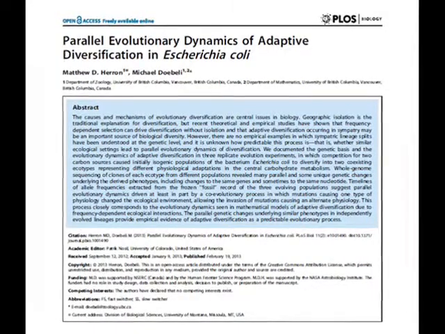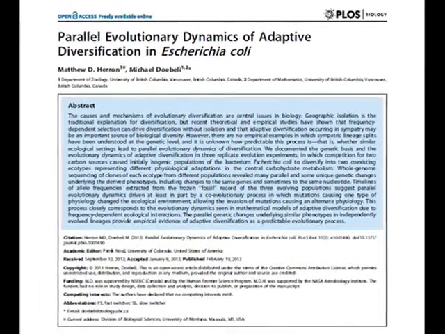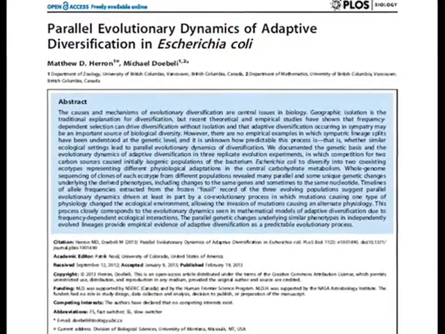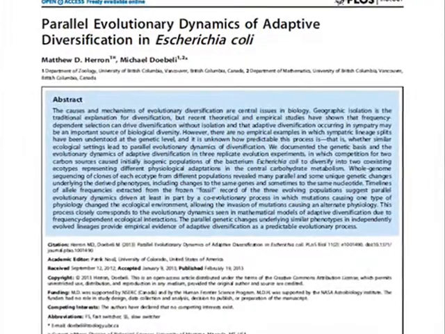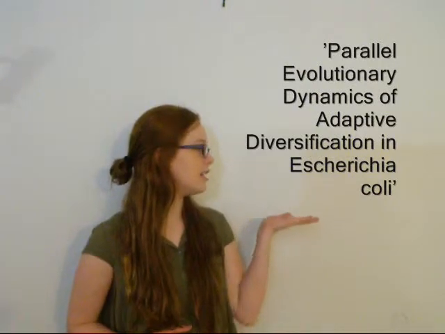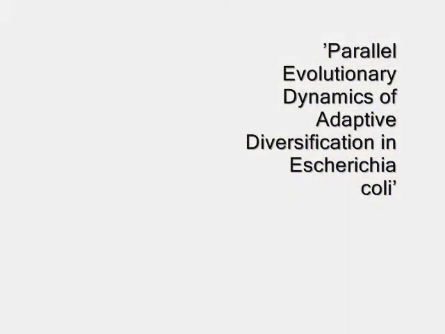No examples had been found on a genetic level regarding this theory until February 2013, when scientists Matthew Herron and Michael DeBelli from the University of British Columbia published an article documenting adaptive diversification occurring in sympatry on a genetic level. This resulted from the competition for resources in populations of the bacteria Escherichia coli. Hence the title of their article, Parallel Evolutionary Dynamics of Adaptive Diversification in Escherichia coli. The question stands: can ecological settings lead to parallel evolutionary dynamics of diversification in different populations of the same species?